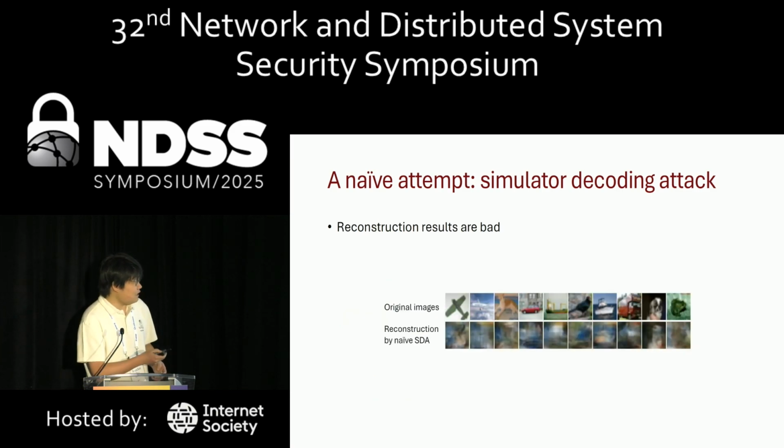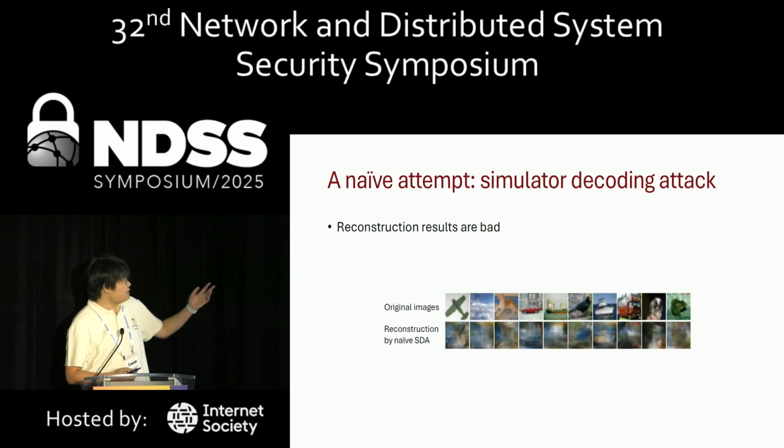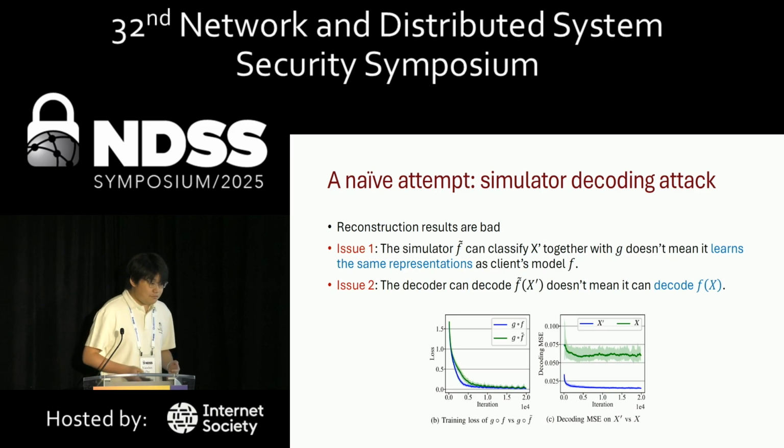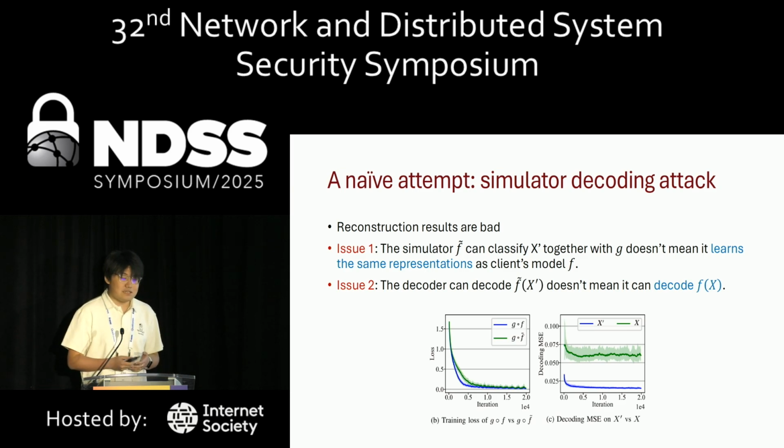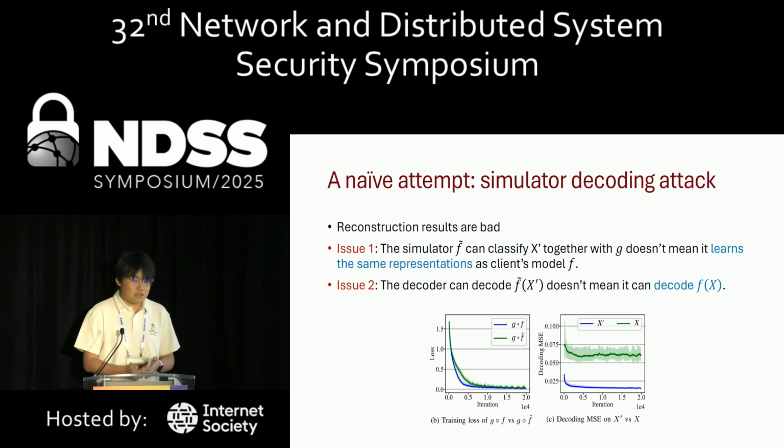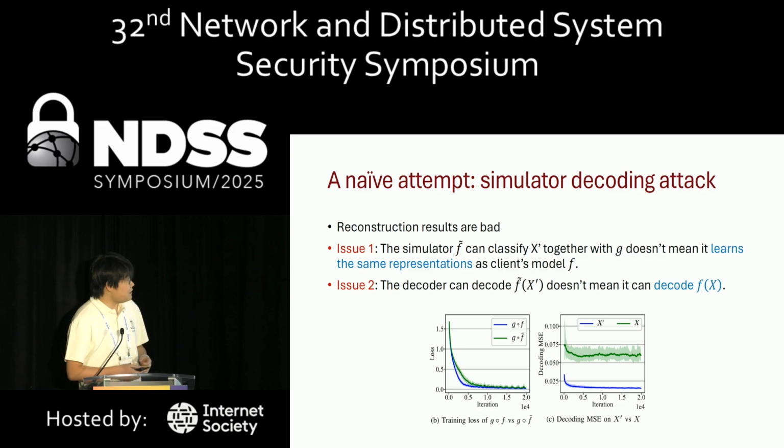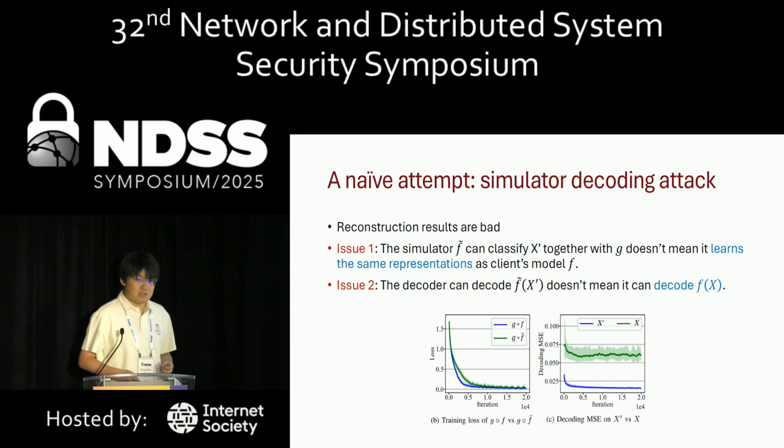But that's not the case, as you can see here, right? The reconstruction results are really bad. And there are two reasons why this naive approach doesn't work. First, the simulator tutor F can classify X prime together with G, but that doesn't mean it has learned the same representations as the client's private model F. And also, the decoder can decode this simulator, but that doesn't mean it can decode the client's hidden model F. Right. So we try to solve these two problems separately, but with the same methodology.